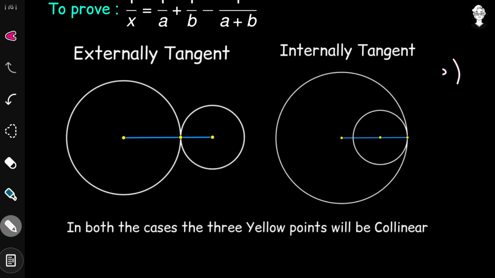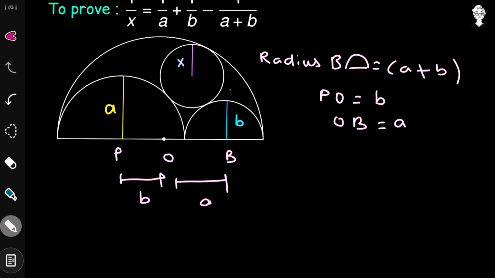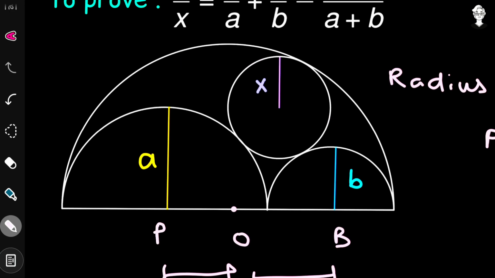If there are two circles that are tangent to each other either internally or externally, the point of the tangent and the centers of the two circles would always be collinear, no matter whether the circles are tangent internally or externally. Now the same fact we are going to utilize over here. As it was given that this complete circle is tangent to all three semicircles, first of all, let us utilize that this complete circle is tangent to this semicircle having radius equal to a.